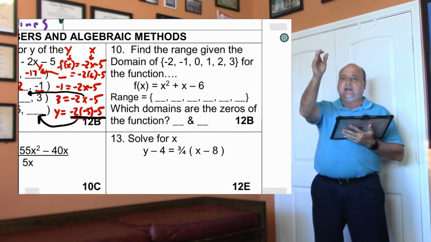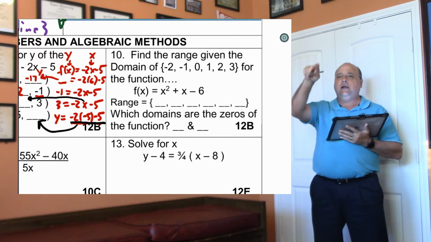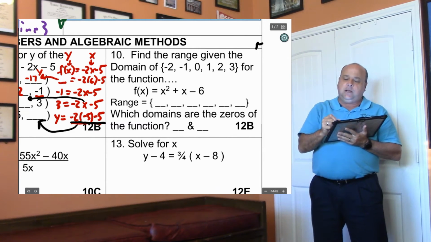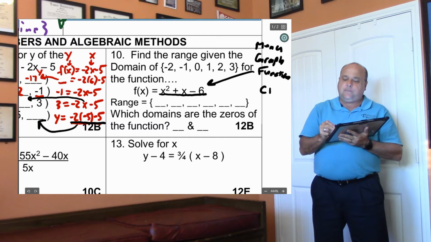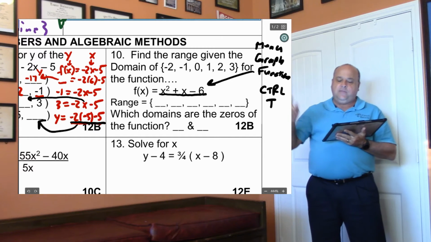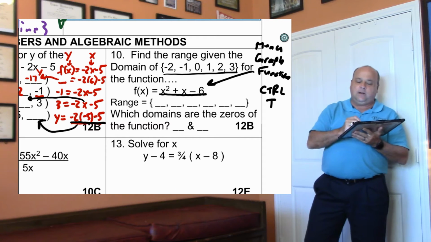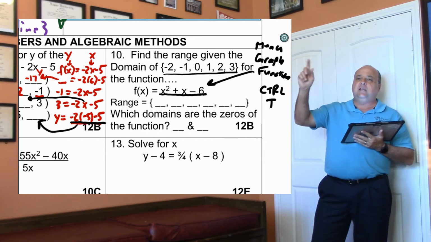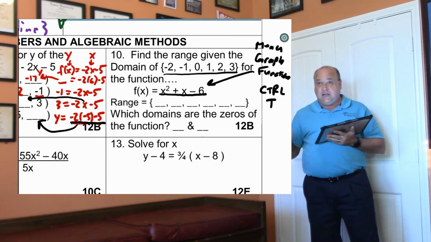Number 10, you need your TI calculator, okay? You're going to go to home screen, hit graph, and then hit menu. You're going to hit graph, and then you're going to hit function. And then you type this part in. Once you have that part in, you hit Control T. That gives you a table. You're going to find the values for these x's and write them in these blanks. The answers that give you zeros are the zeros. That's going to be where the graph crosses the x-axis.